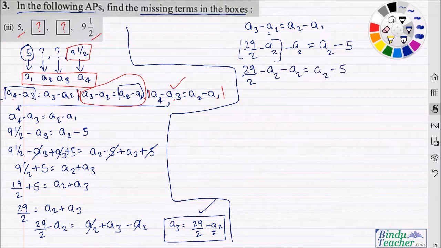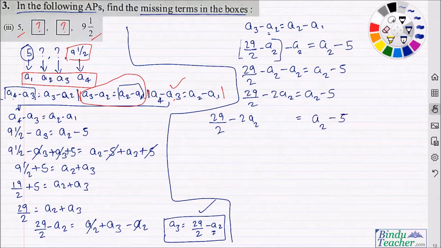So we have two A2s here. So this becomes 29 by 2 minus 2A2 equals A2 minus 5. So let's keep A2 on one side, and we will keep all the numbers on the other side. Okay, so let's balance the equation now. So we will write 29 by 2 minus 2A2 equals A2 minus 5.